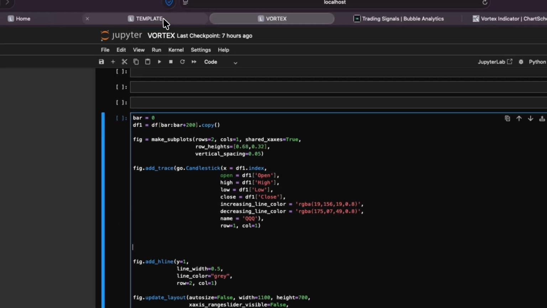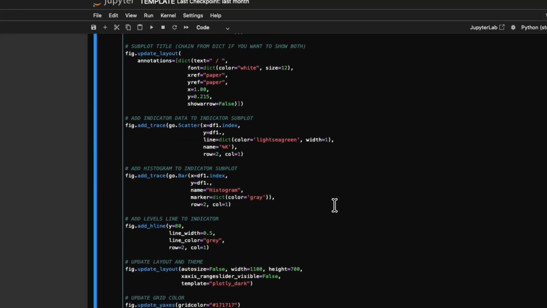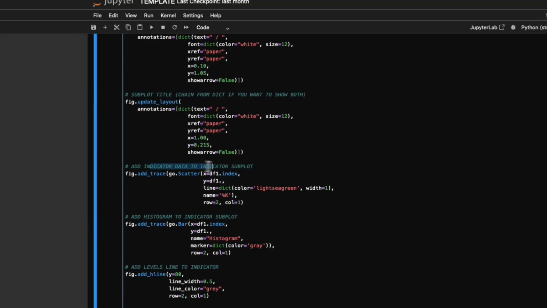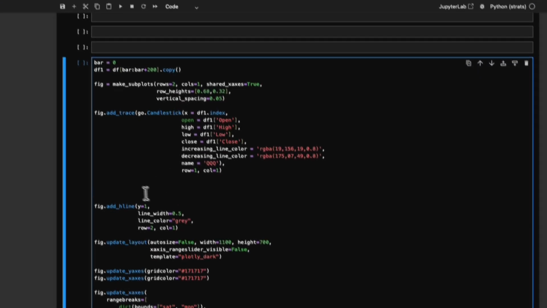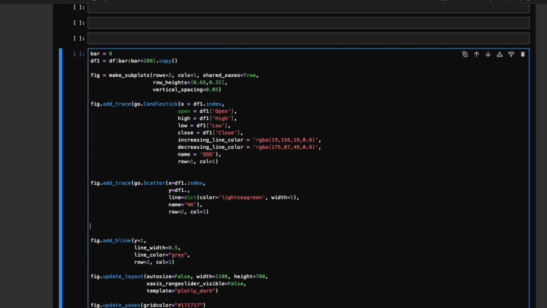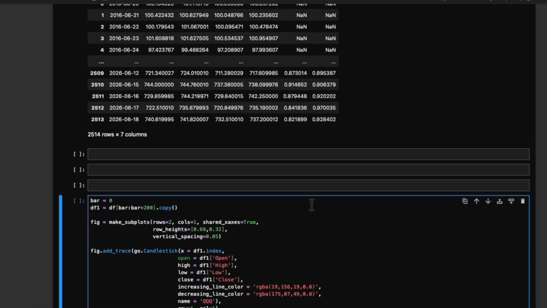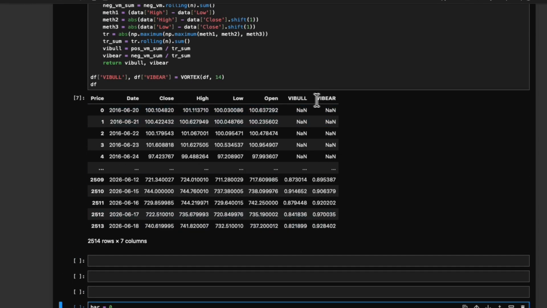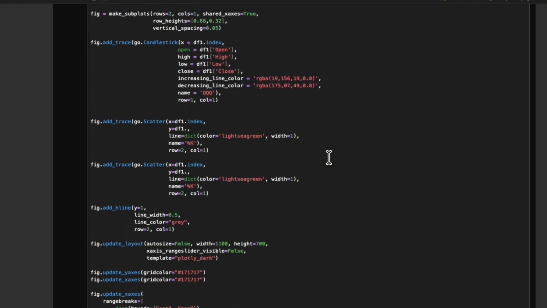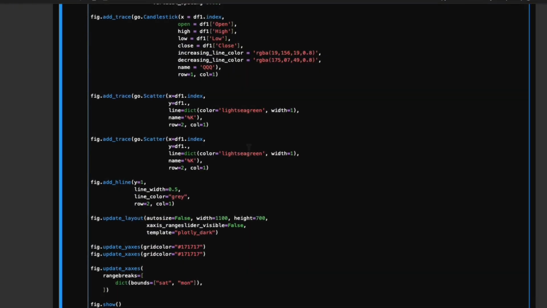And then the last bit that we want to do is render our two indicator lines. So we're going to add some indicator data to our indicator subplot. That's that bit there. So let me just grab that. And then we're going to need this twice for each of our different lines. And with these ones, all you need to do is tell it which column to go and look in for the data. So if you see here, we named ours VI bull and VI bear. So we just need to tell it that is the name of the column that we want to render on the chart. So VI bull, VI bear.